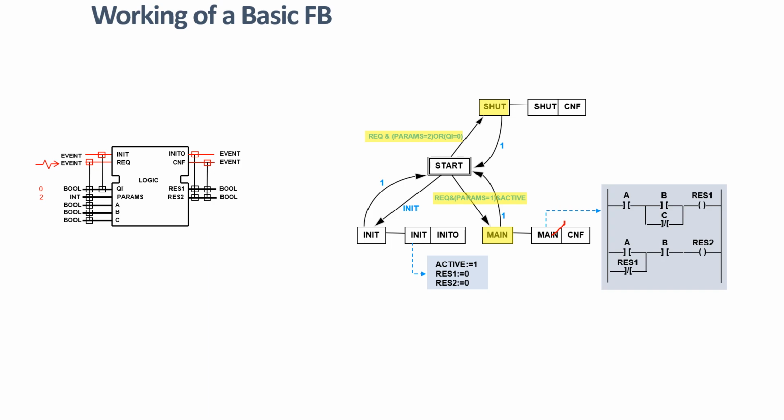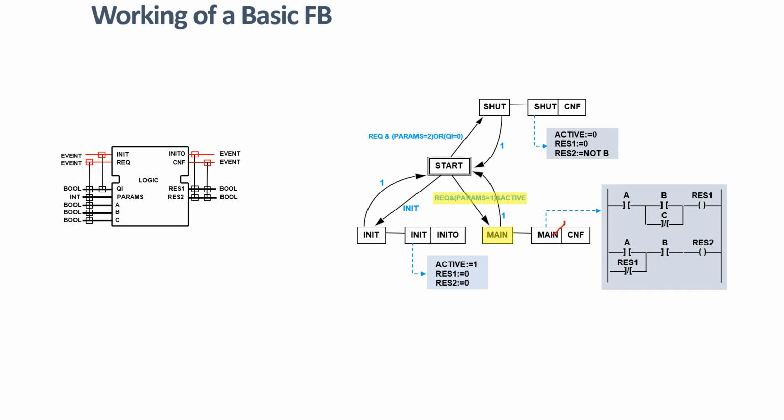And in case the qualifier is equal to 0, which means that we intend to deinitialize this function block, in parameter params is equal to 2, then this transition condition will be evaluated to true, and the function block will jump into the shut state and will execute the shut algorithm, the namesake algorithm, that will set the output variables as it's described in this structured text.